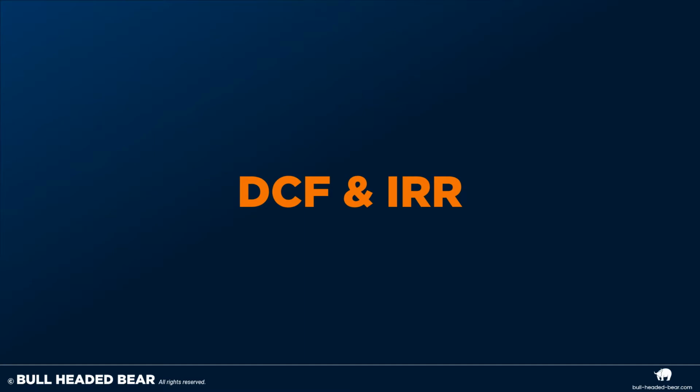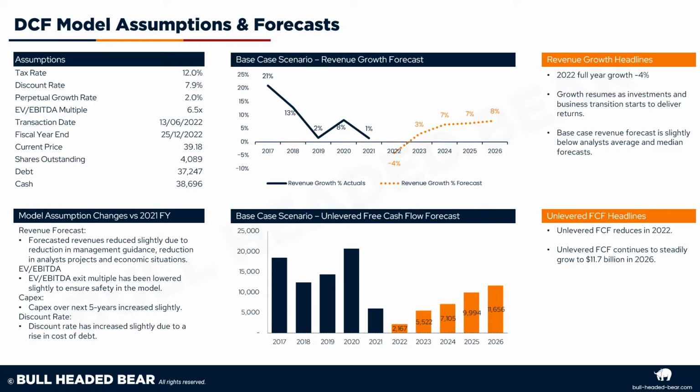Okay, let's get started. Looking at the assumptions then, we've got a tax rate of 12%, a discount rate of 7.9%. For the discount rate we're using the WACC, the weighted average cost of capital. This is slightly up versus the last time I did this due to an increase in cost of debt. Perpetual growth rate is 2%, EV to EBITDA multiple 6.5. I've also lowered this slightly just to be on the safe side. Transaction date 13th of June. Fiscal year end for Intel is 25th of the 12th.